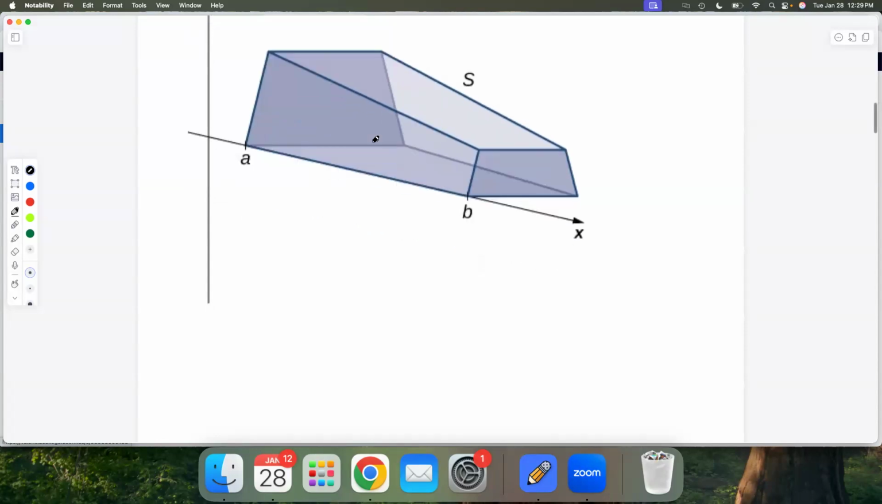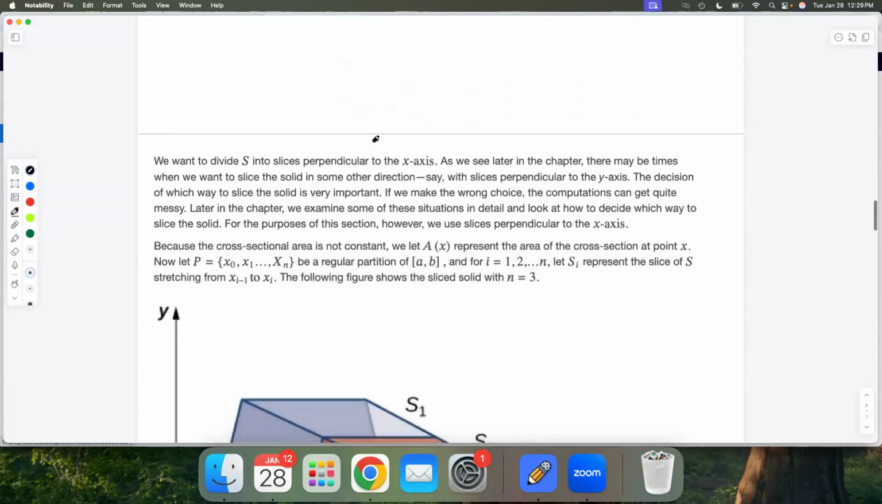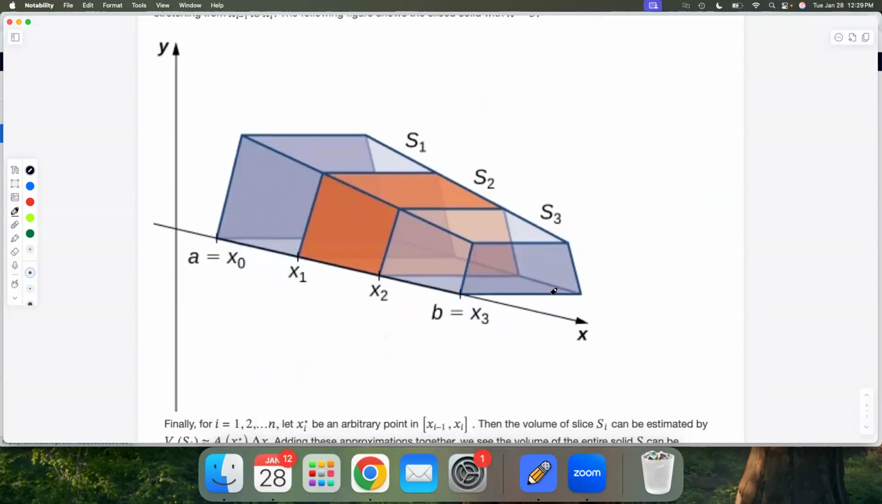So what we're going to do is break this shape up into little pieces. In this case, we've broken it up into 3 pieces, and this distance here we'll call delta x. If delta x is small enough, then this thing kind of looks like a cylinder. This trapezoid here won't be much smaller than this one. They'll be about the same size.